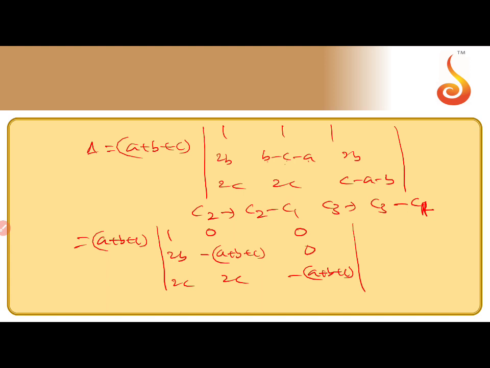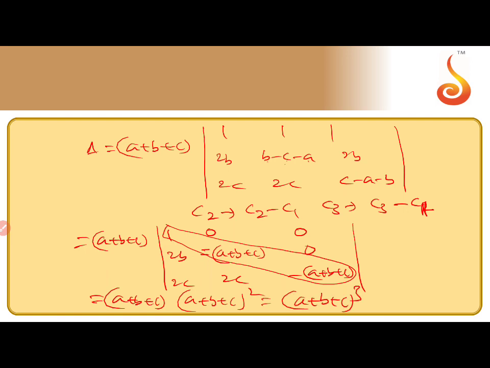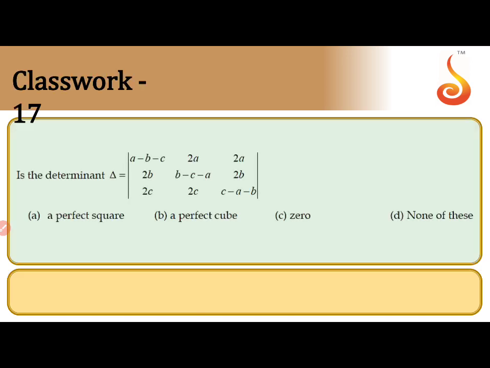So this is called an upper triangular matrix. So the value of the determinant is the product of the diagonal elements. That is a plus b plus c into product means what? If you multiply this one, minus minus plus, a plus b plus c whole square. The final answer is a plus b plus c the whole cube. So the value of the determinant is a perfect cube. Check the answer which is matching with this. Perfect square, not perfect cube. This is the only answer. So you can say it is a perfect cube.